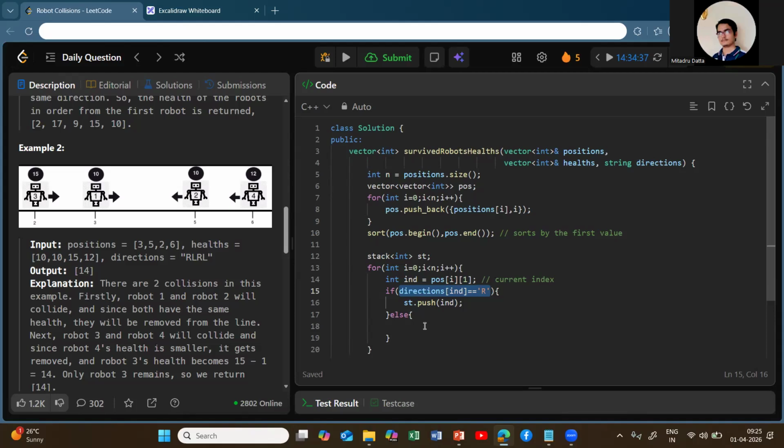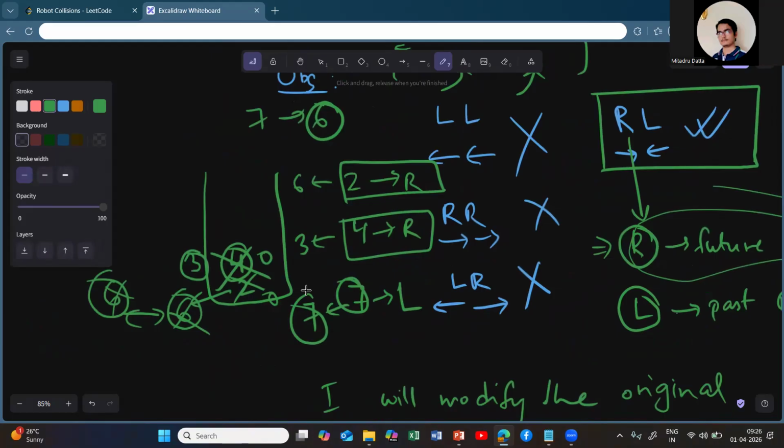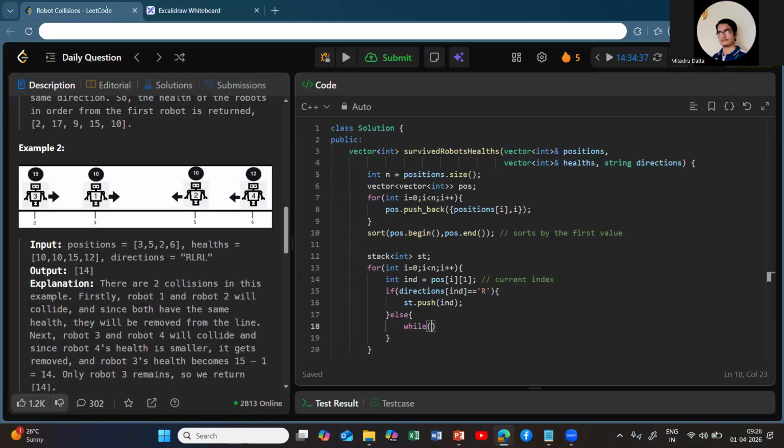Now, if my direction is left, it can collide with some past R. So if the stack is not empty, I will keep iterating through the top values of the stack, as I told you. As I got a large value of 7 moving left, I try to see in the stack which are the values moving towards the right. So the stack stores only those values which are moving towards right. And I keep seeing that, hey, if this is smaller than me, remove it and reduce my health from 7 to 6. Again, I will see the next element and so on.